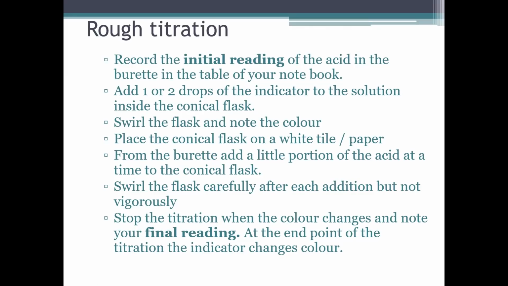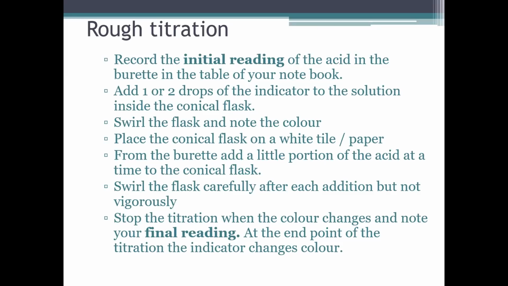You place the conical flask on a white tile or a white piece of paper, and from the burette, you add a little portion of the acid at a time to the conical flask. And as you're adding it a little at a time, you'll be swirling the flask.